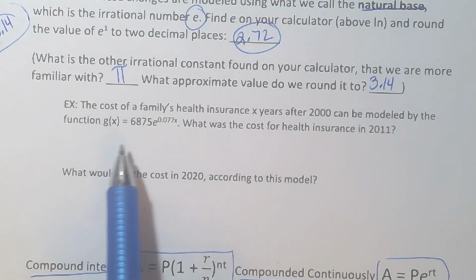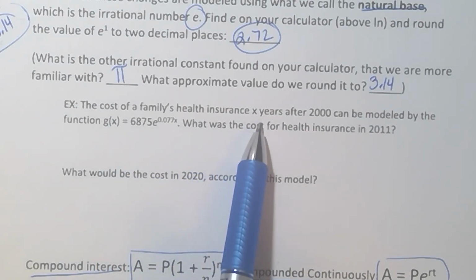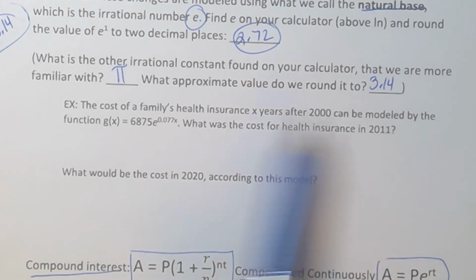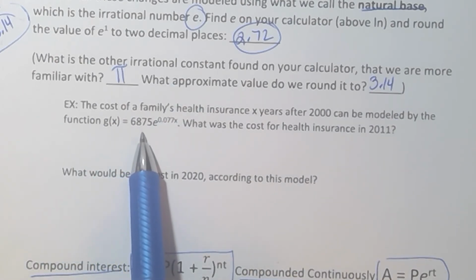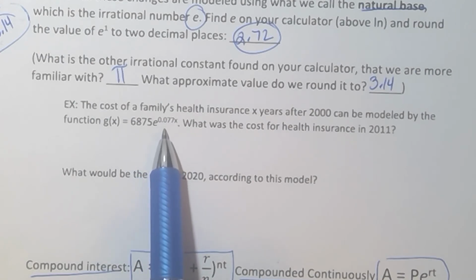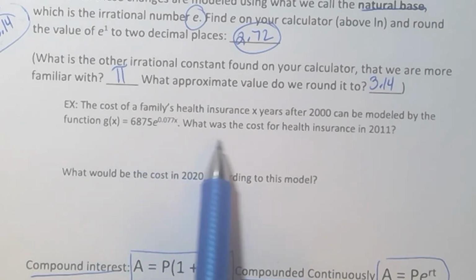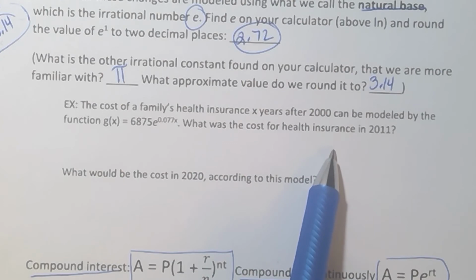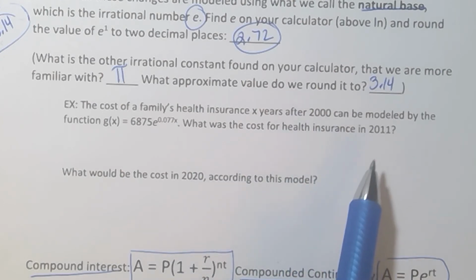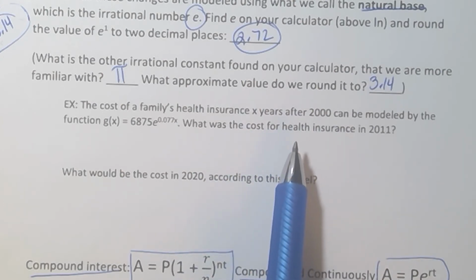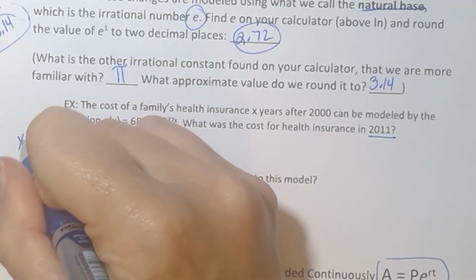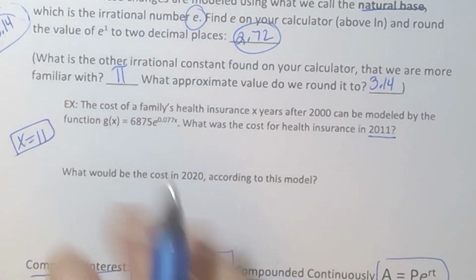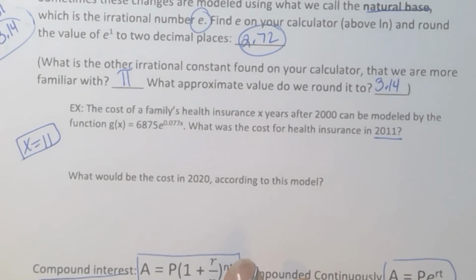For example, the cost of a family's health insurance x years after 2000 can be modeled by this function, g of x equals 6,875 times e to the 0.077x power. What was the cost for health insurance in 2011? Well, if x is the number of years after 2000 and we're interested in 2011, then x is equal to 11. Now this is just a calculator math problem.